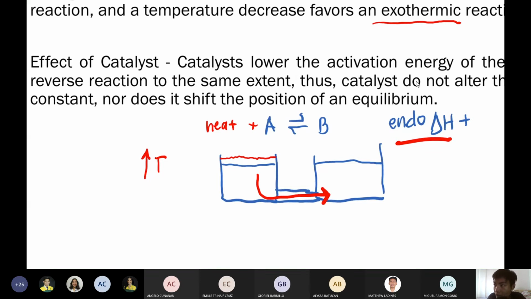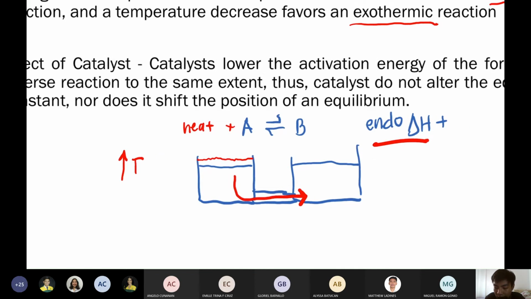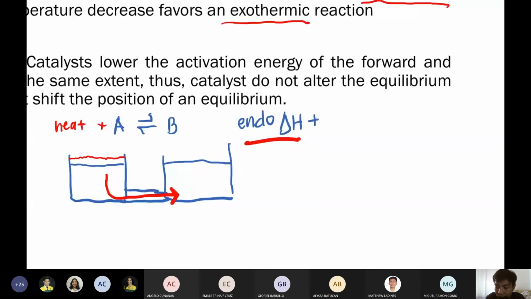Okay? Because imagine your heat is a reactant. By increasing the temperature, you increase the amount of heat. So the reactants increase. So in order to achieve balance, it will be pushed to the right. So, that's for an endothermic reaction. What if you decrease the heat? What if you decrease the heat? Oh, here naman tayo.